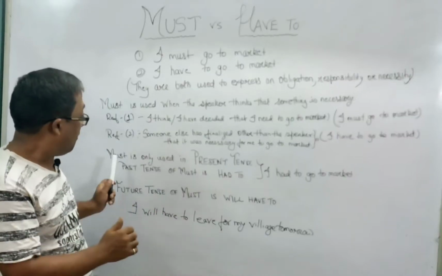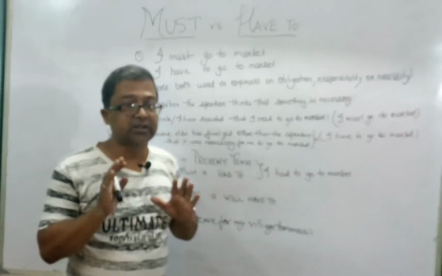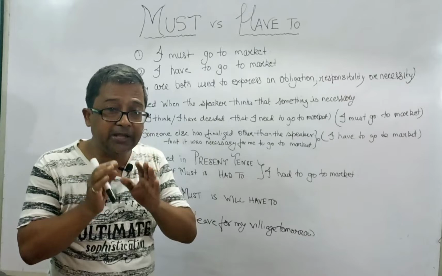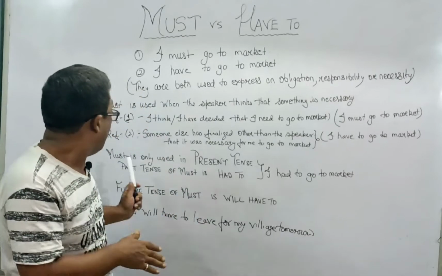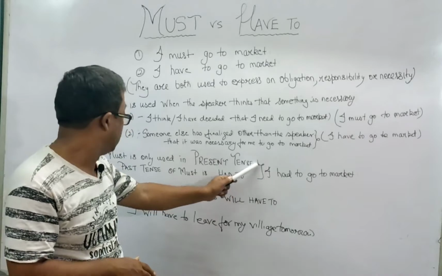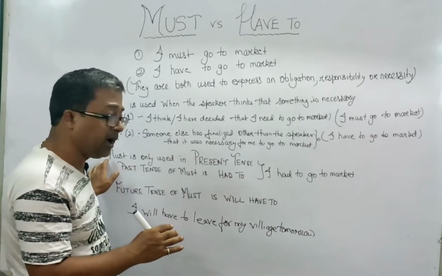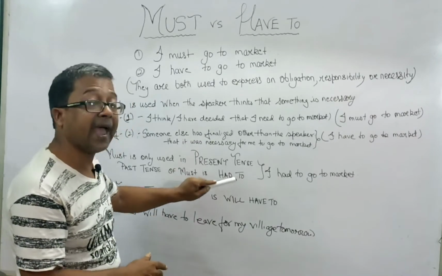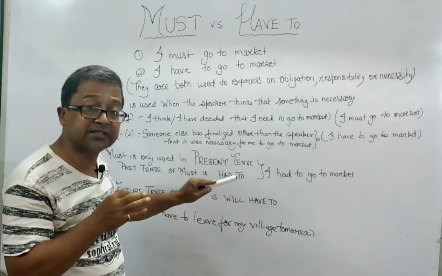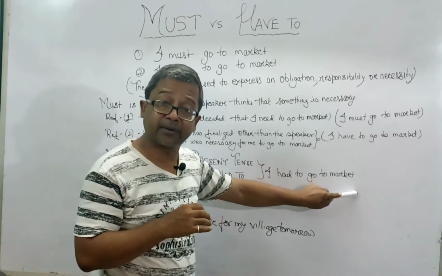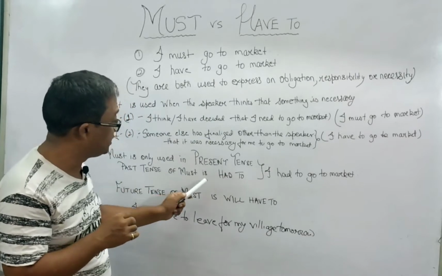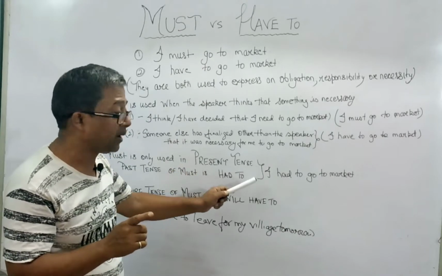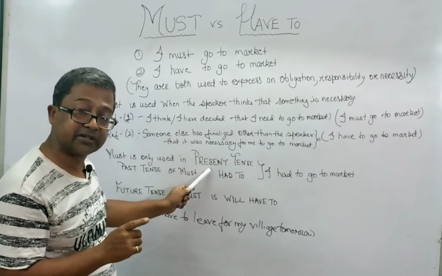A little more. See, must is only used in the present tense, remember. Please remember this once and for all. What is then the past form of must? Or what do we write in the past form? In the past, must is had to. Must is written as had to. So I had to go to market. The past form of must here is had to. Remember, you should never use must in the past tense. Must is only used in the present tense.